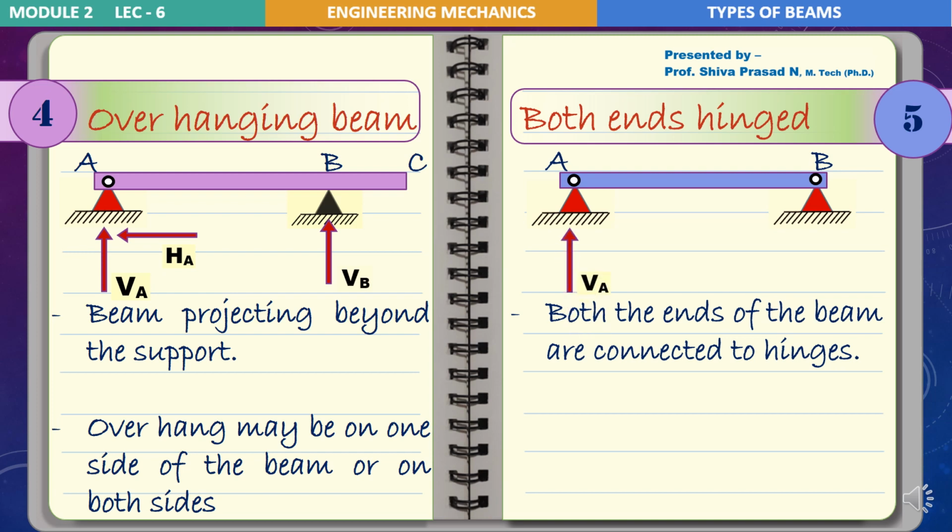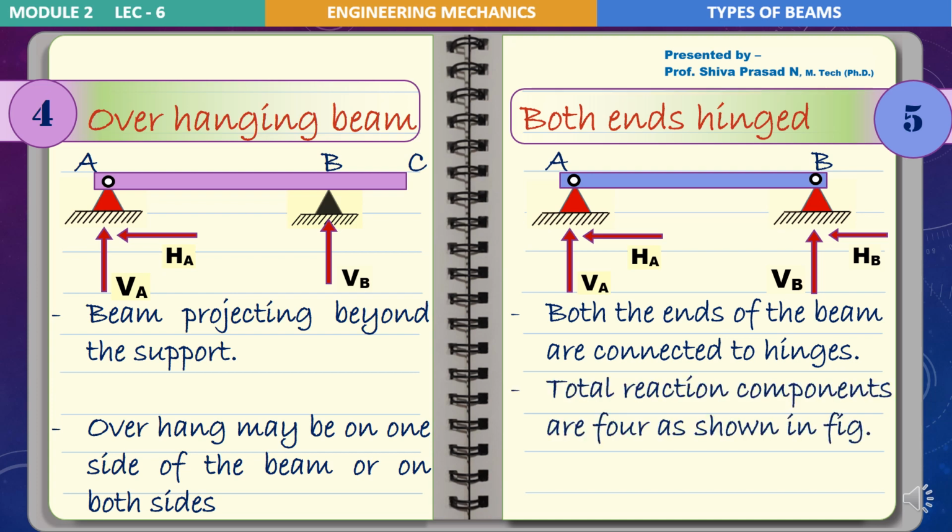At A we have a support reaction VA and a horizontal reaction HA. The reason is that it is a hinged support, so we have two support reactions coming into the picture. Same case on side B also, that is VB and HB are the support reactions at the end B. So the total reaction components are 4, 2 on each end.